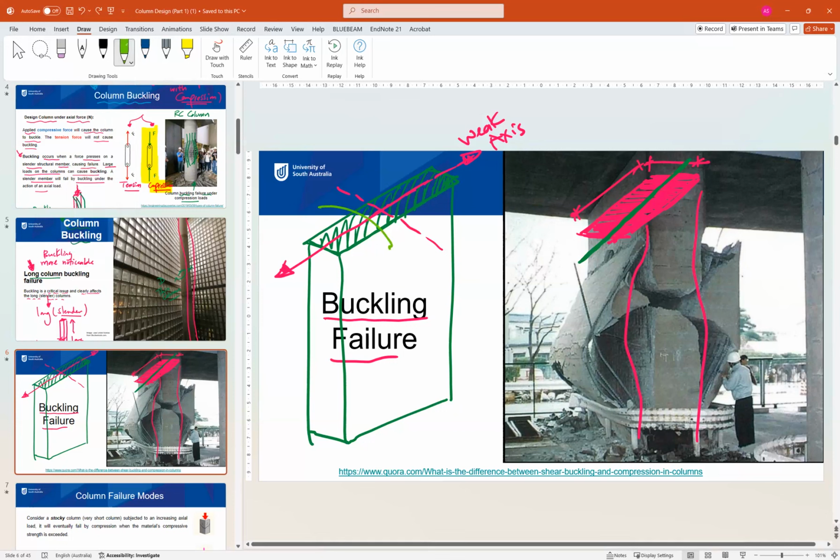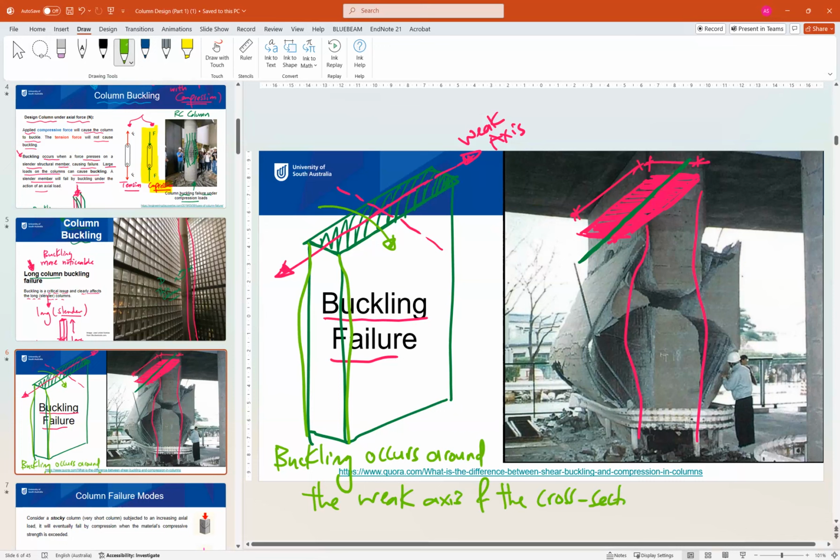Okay, so the column will try to buckle in this direction or this direction. So usually, or mostly, buckling occurs around the weak axis of the cross section, because it will be hard to buckle about the strong axis. The strong axis in this case is this axis. So we call it the strong or major axis. So the buckling mostly happens about the weak axis, or we can also call it the minor axis.